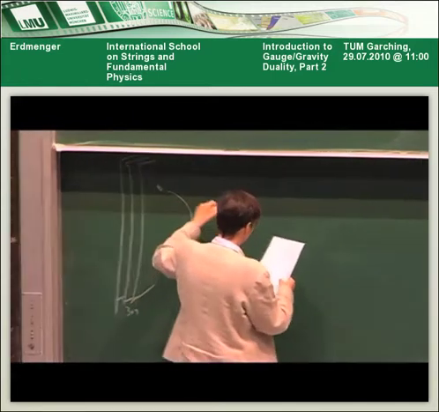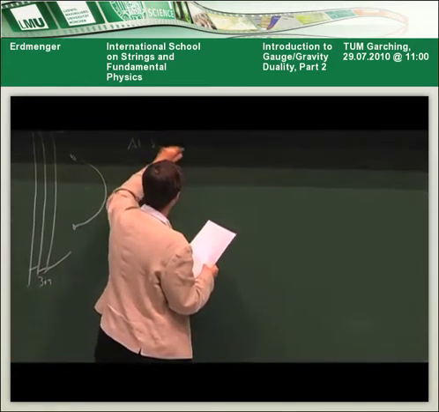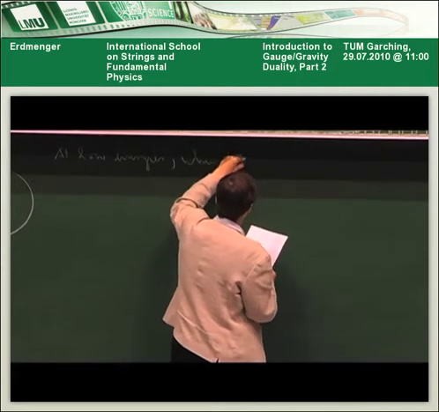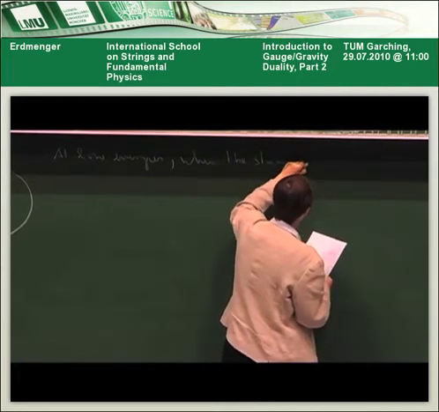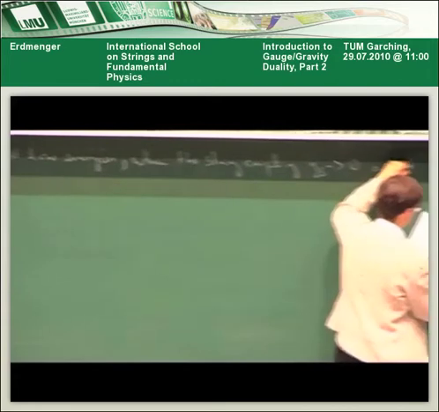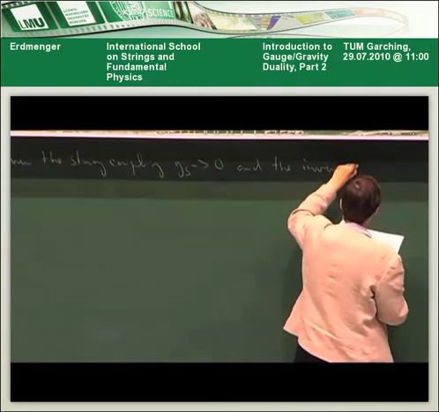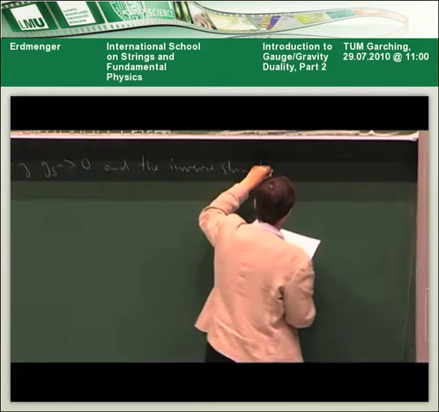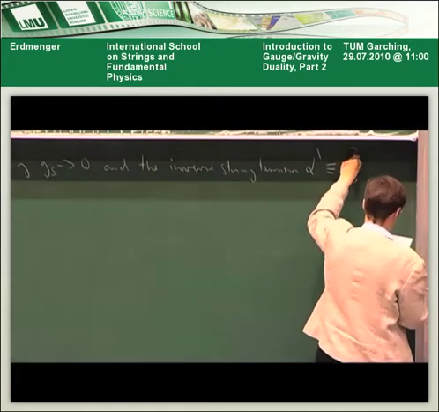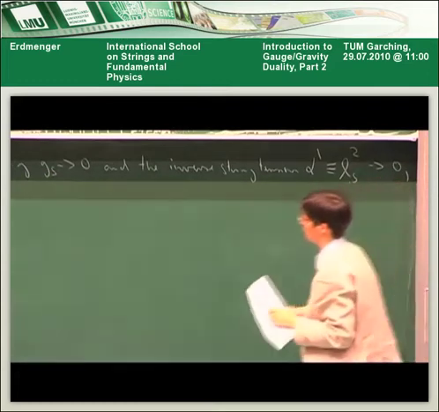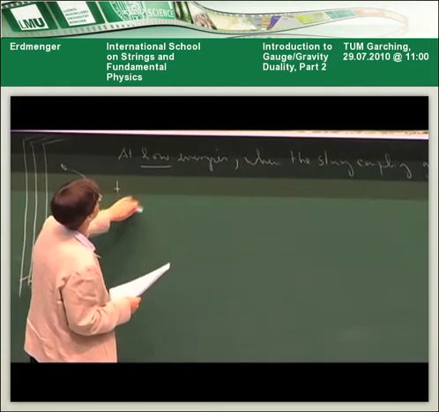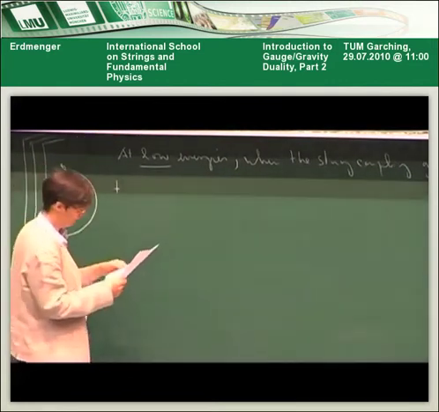So let me write this down. At low energies, when the string coupling, which is g_s, goes to zero, and the inverse string tension, which is alpha prime, which is equivalent to the length of the strings squared, also is very small. So that's why it's low energies. Then the dynamics of the open strings are just described by this particular field theory.